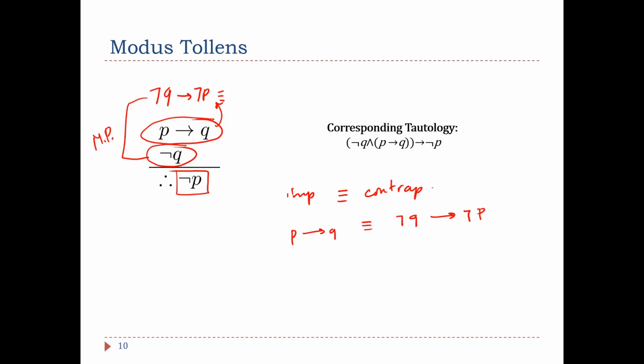But the name modus tollens is really required to allow you to do this step without rewriting your formula, without using modus ponens and rewriting. You can straight away apply this rule.